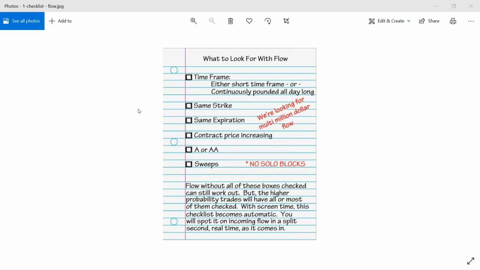So time frame: short time frame or continuously pounded all day long. When I say short time frame, I mean within a 3, 4, 5 minute window, they're attacking this contract. Boom, boom, boom. Within 3 or 4 minutes, they just went after this contract 15 times. You have to ask yourself why, and we don't know why, but what's the meaning behind it? In a really short time frame, they're aggressively trying to throw their money and get filled as much as they can on this contract. That's something we're going to take notice of.